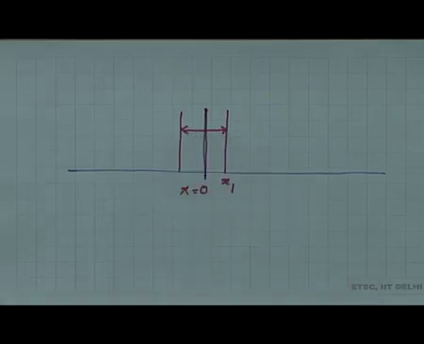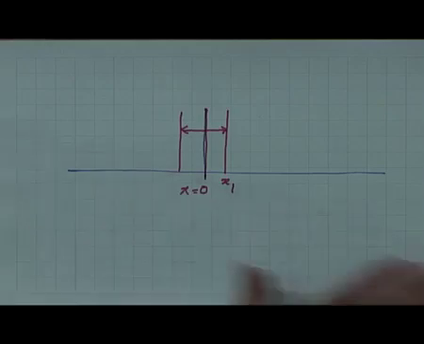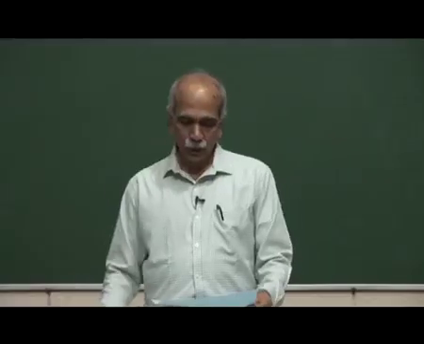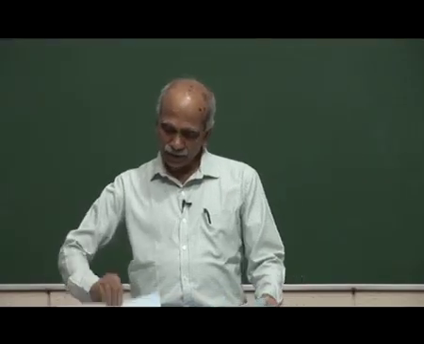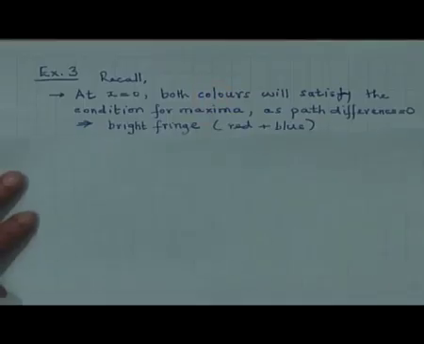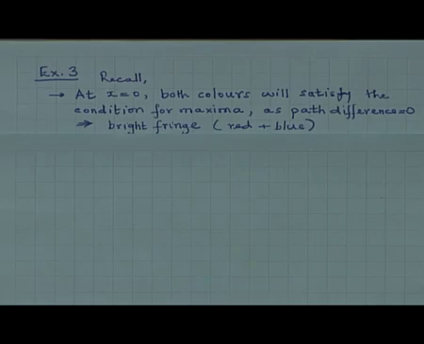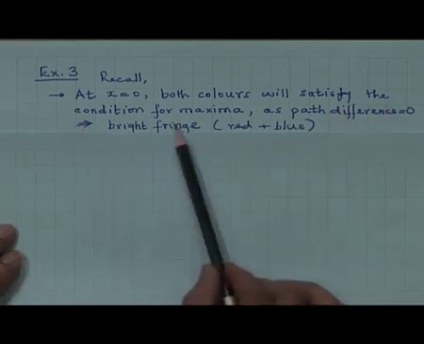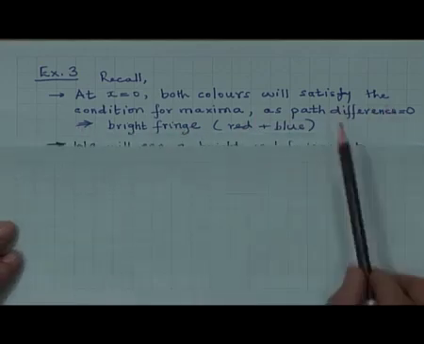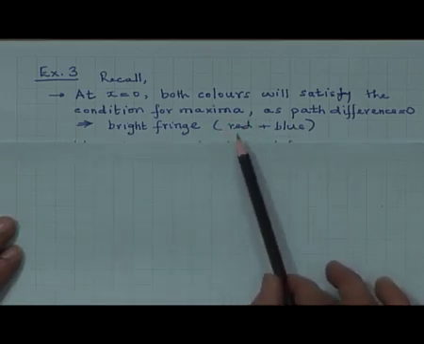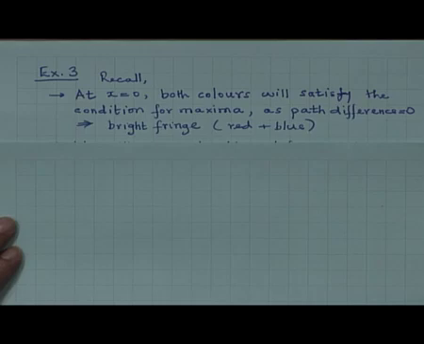Now, let us keep a couple of points in mind here and try to understand what is being discussed. Recall that at x equal to 0, so I am discussing now the solution. At x equal to 0, both colors will satisfy the condition for maxima as the path difference is 0, which implies there is a bright fringe due to red color as well as due to blue color.